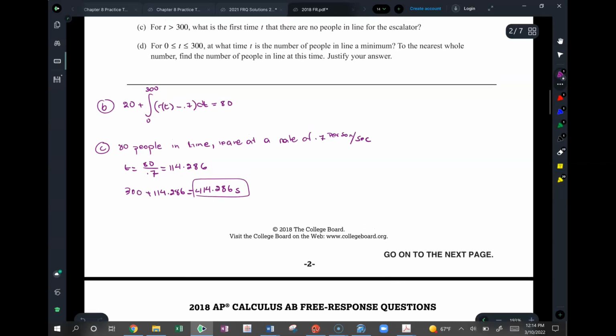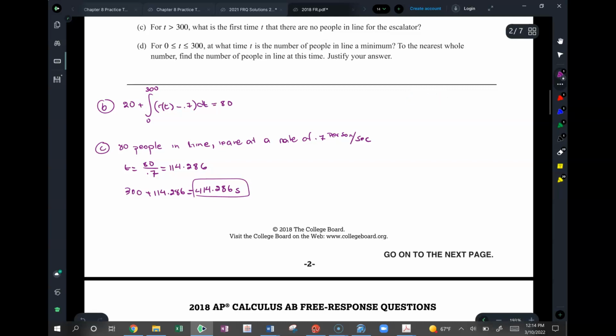I don't get why you divided it by the rate. Like that's just what you do. Yeah, so if you have distance equals rate times time, right? So how would you solve for time? It's d over r. Yeah. So it's the same sort of thing.